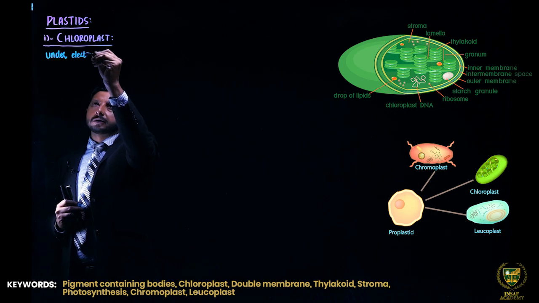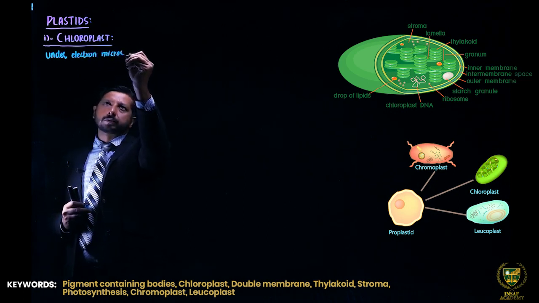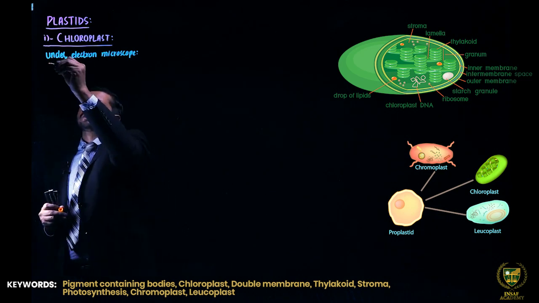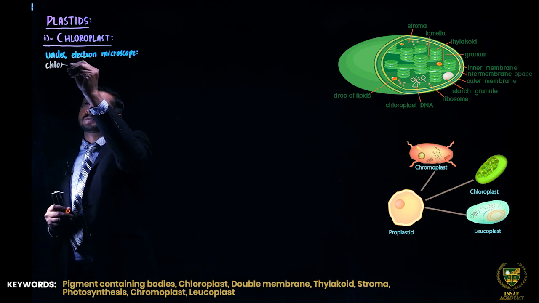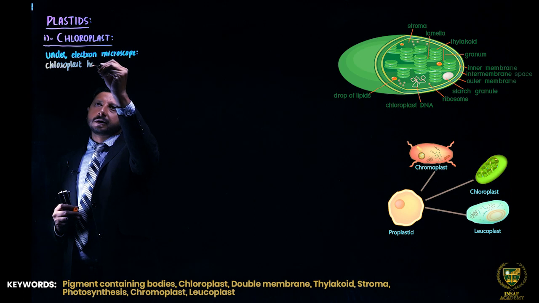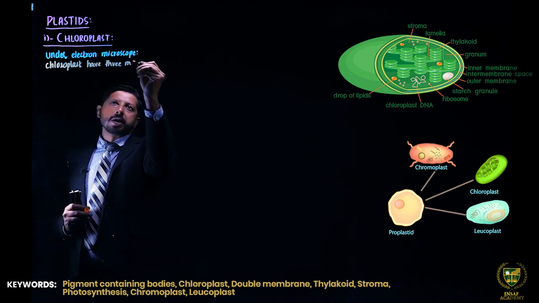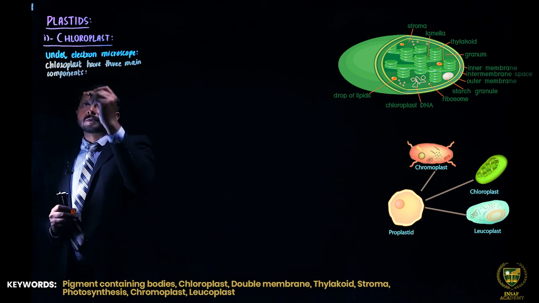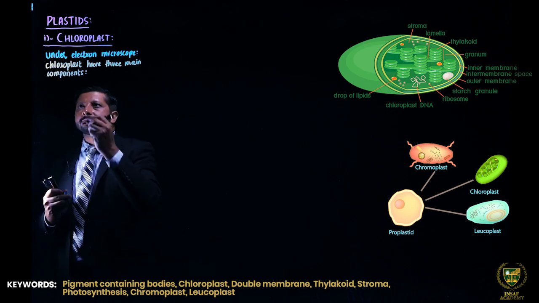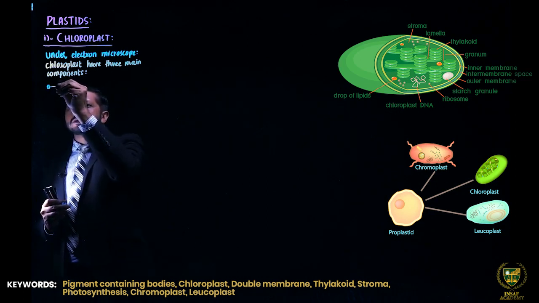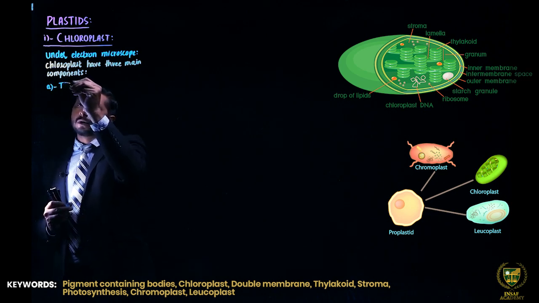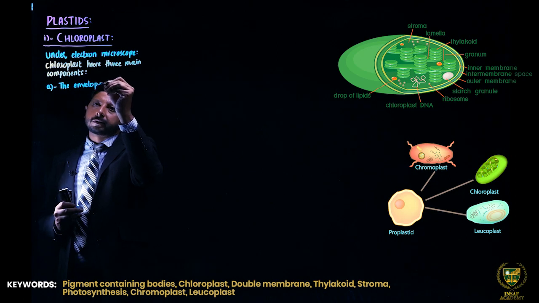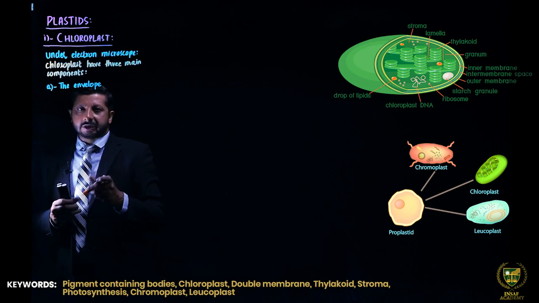Under electron microscope, the chloroplast has three main components. That were number one, the envelope, which we called and discussed in the previous lecture.